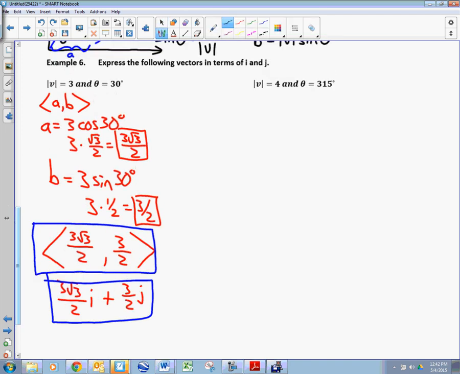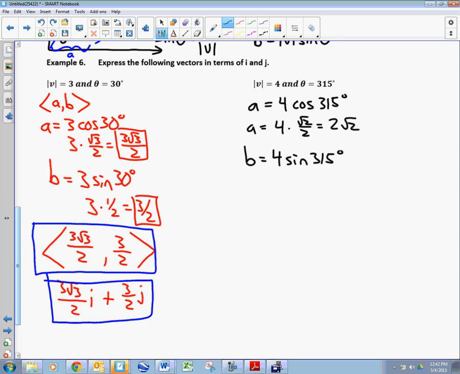Again, the horizontal component a equals the magnitude of v, which is 4, times the cosine of theta. Is there an exact value for cosine of 315? Root of 2 over 2. 4 times the root of 2 over 2 gives me 2 roots of 2. And then b equals 4 times the sine of 315, and the sine of 315 is negative root of 2 over 2. So we get negative 2 roots of 2.